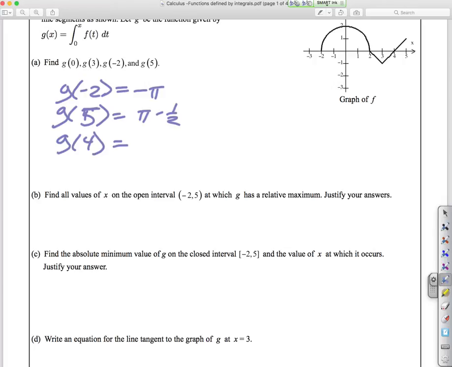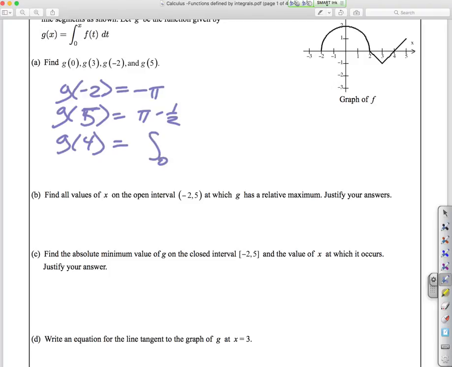Why do I not need to consider 2? It's a relative maximum, because we already said on part B that I have a relative max there. A relative max can never be an absolute min. So therefore, I just need that. Did we figure out what G of 4 was? No.